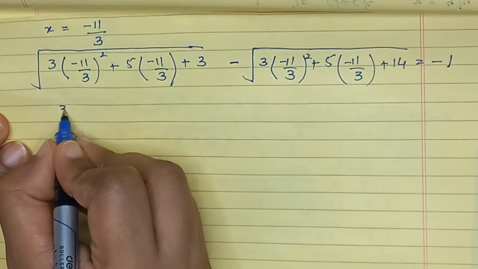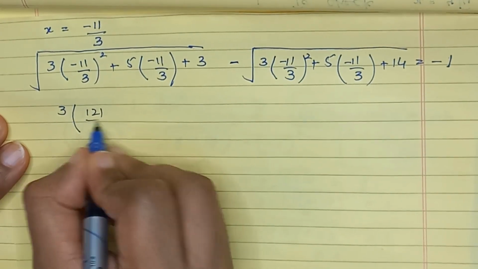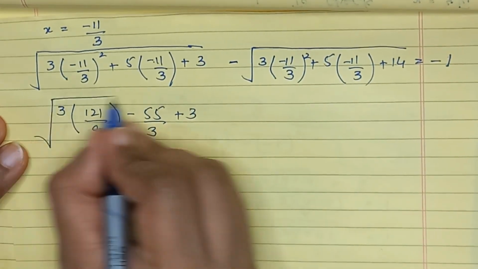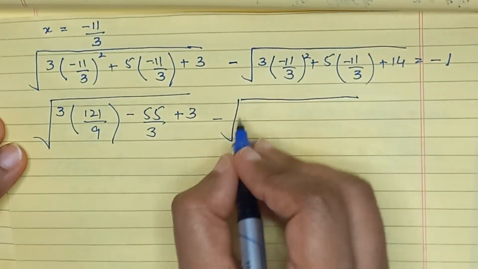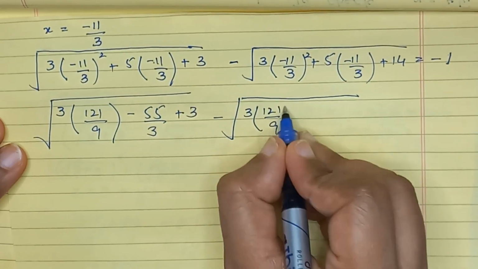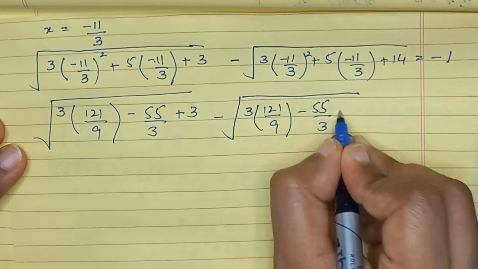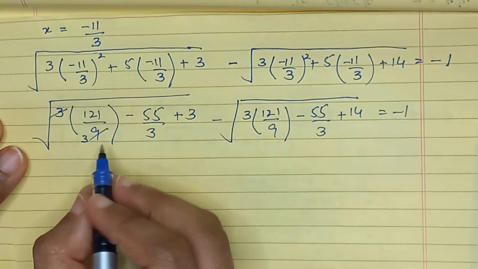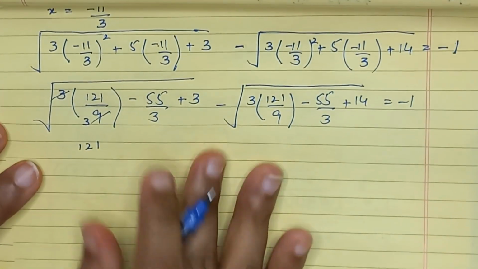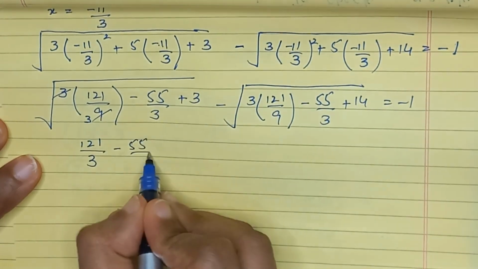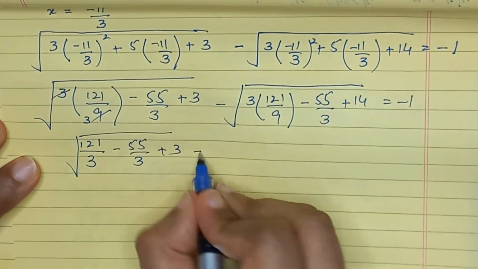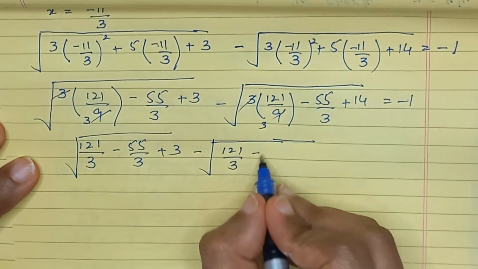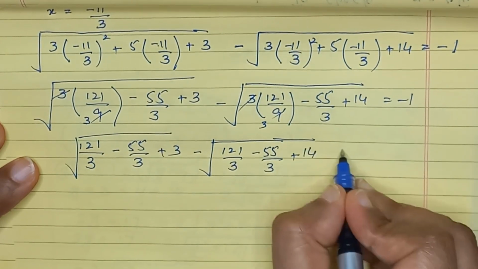So it will become √(3 × 121/9 − 55/3 + 3) − √(3 × 121/9 − 55/3 + 14), which is equal to −1. So 3 times 3, 3 times 9 will cancel, so it will become √(121/3 − 55/3 + 3) − √(121/3 − 55/3 + 14), which is equal to −1.